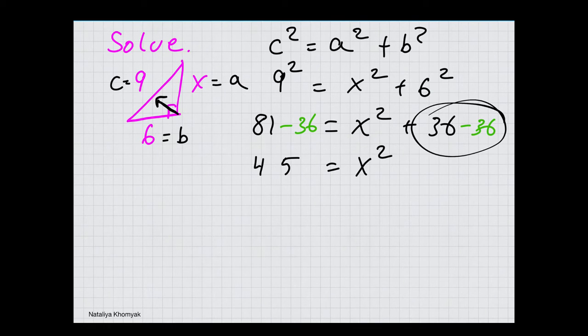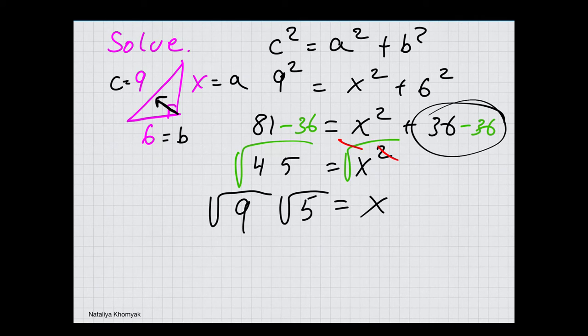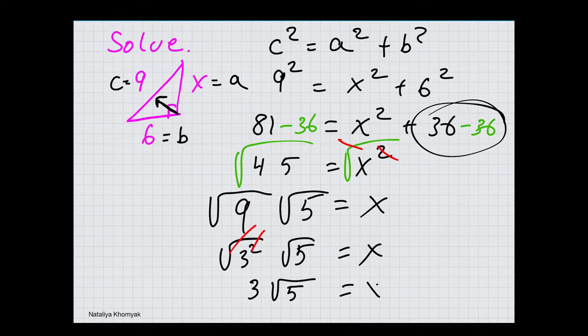This is a 0. To solve for x, we need to undo the second power by taking a radical. Whatever you do to one side, you want to do the same thing to the other side of the equal sign. Square root and the second power cancel. So we have x equals, the largest perfect square that will go into 45 is 9 times 5. That's the square root of 3 to the second times radical 5 equals x. Square root and the second power cancel. So we get 3 radical 5 equals x, and this is our solution.